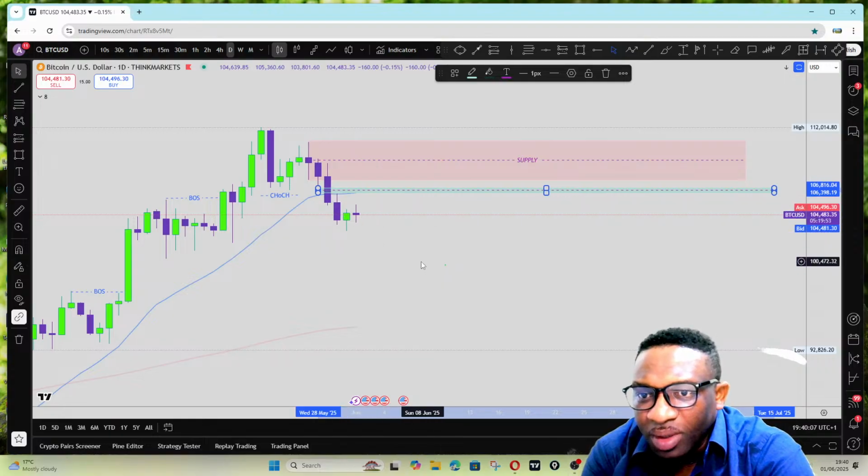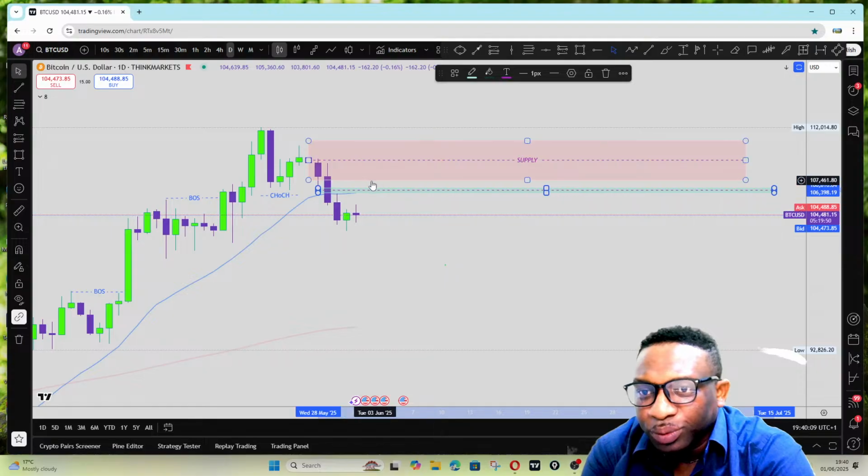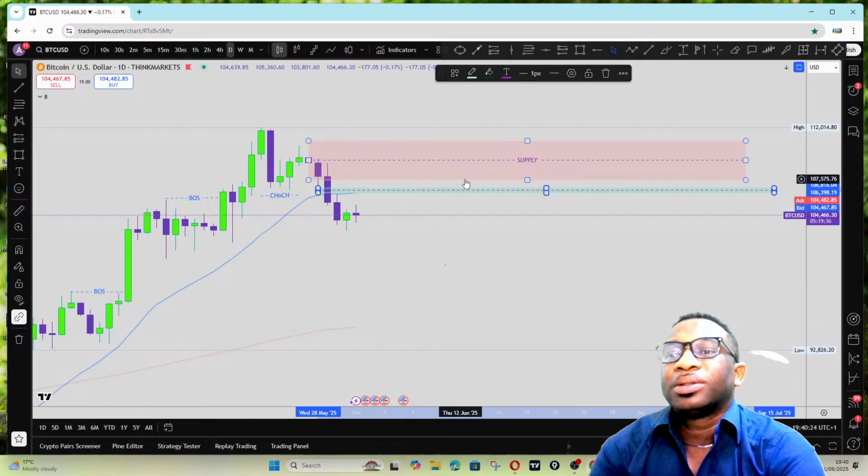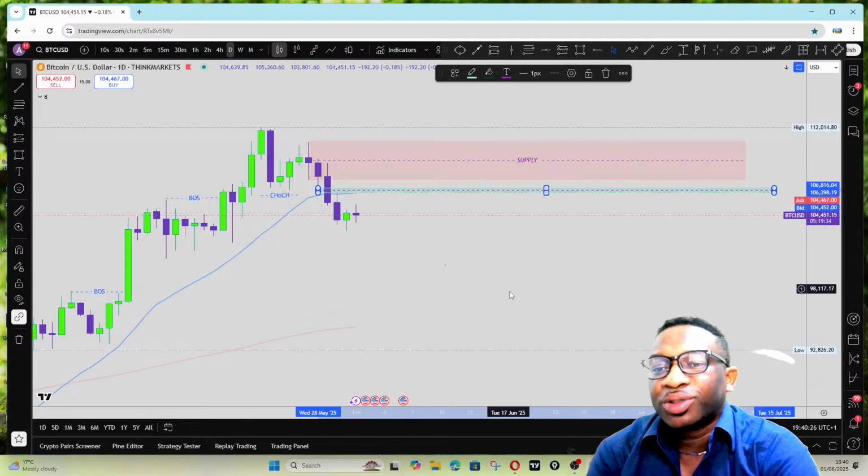So price will always look to trade back to make this area efficient, to trade back into this previous area where there was no trading, this gap here, to fill it up and also possibly tap into the supply zone before pushing down.